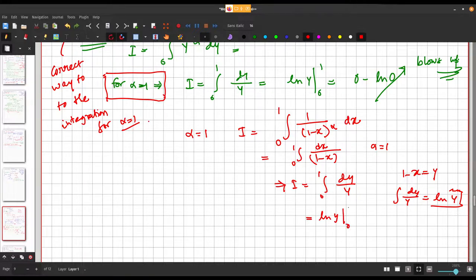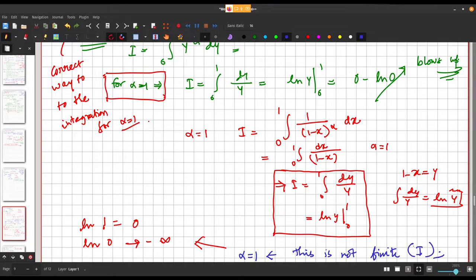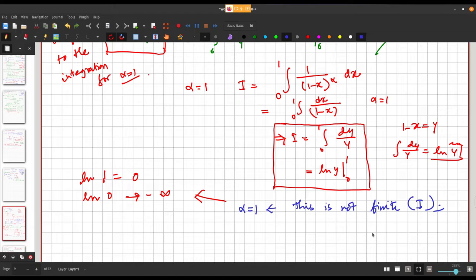Yes, sir. So this is just a general standard formula, that the integration of dy over y will give you log of y. Now you can see here that log of 1 is defined. This gives you 0. But ln of 0 is not defined. This tends to minus infinity. So since we are doing the integration from 0 to 1 and the lower bound is not defined, we can also say that for alpha equal to 1, this is not finite and I does not exist. I hope you have understood it.